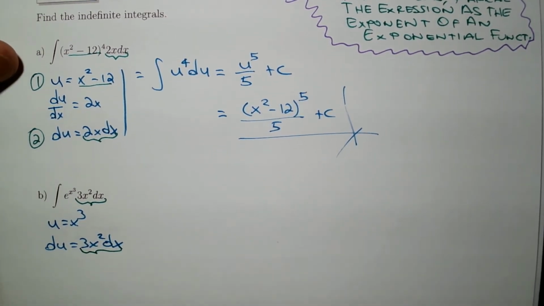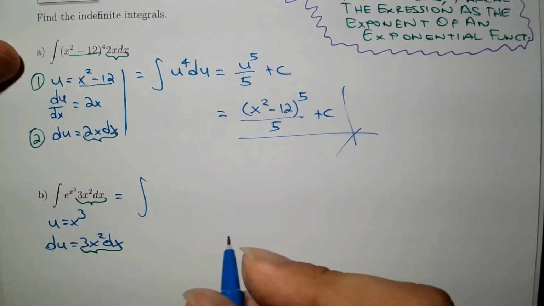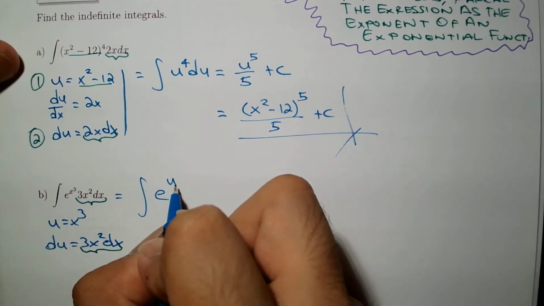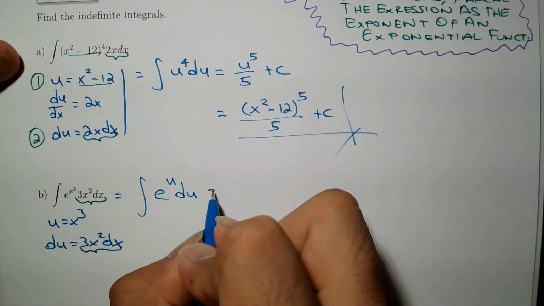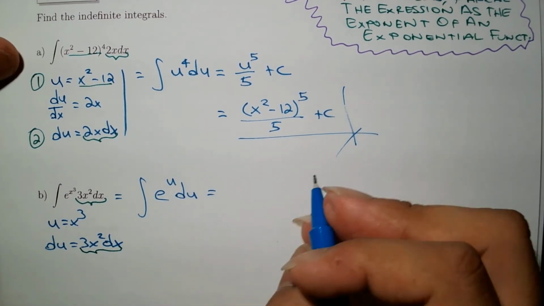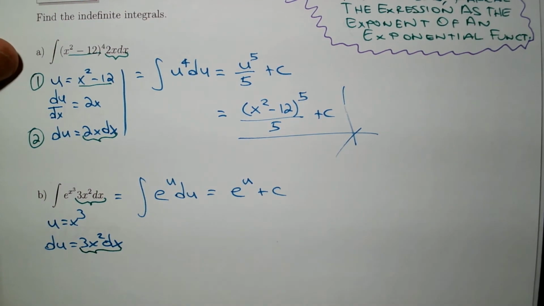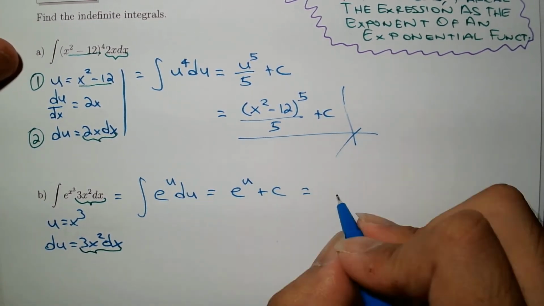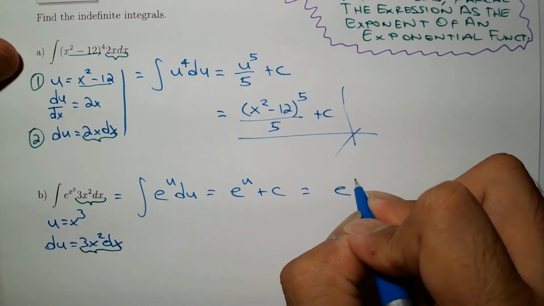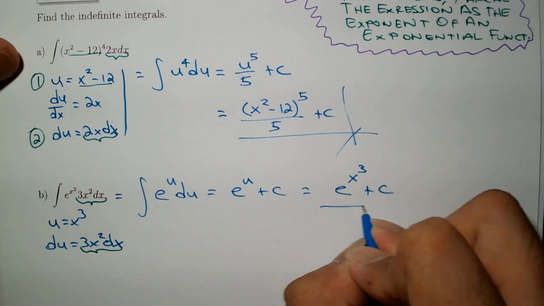So in this case, we can just go ahead and perform the substitution. So e to the u du. And again, the integral of e to the u is simply itself, e to the u plus c. And we are essentially done with the calculus. All we do is back substitute: e to the x cubed plus c.